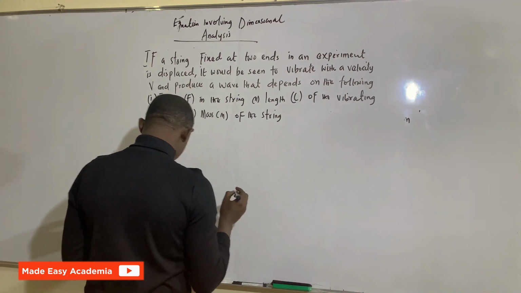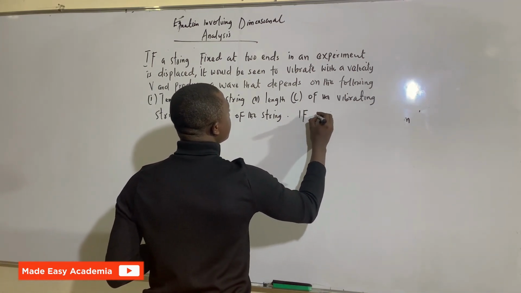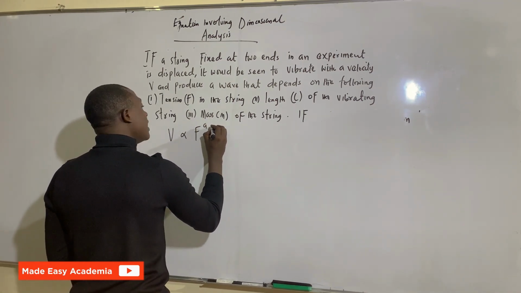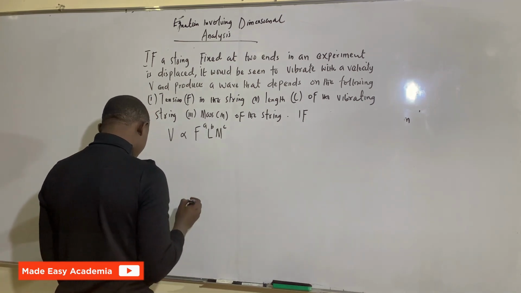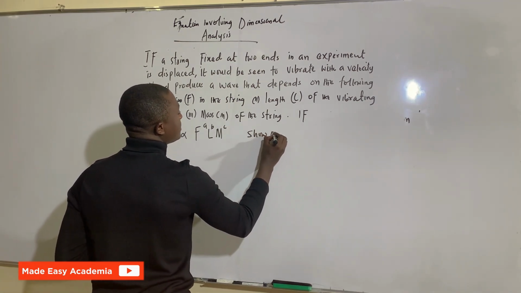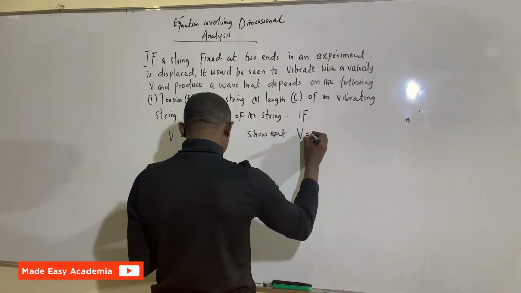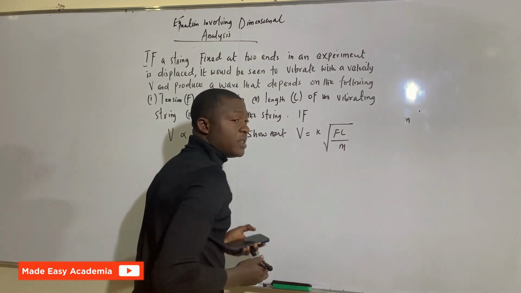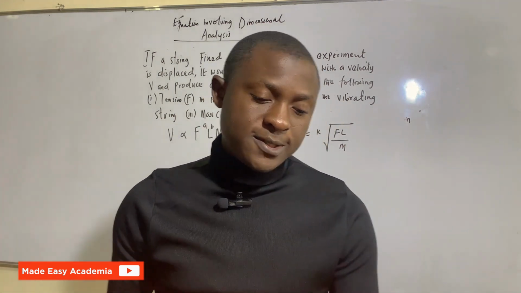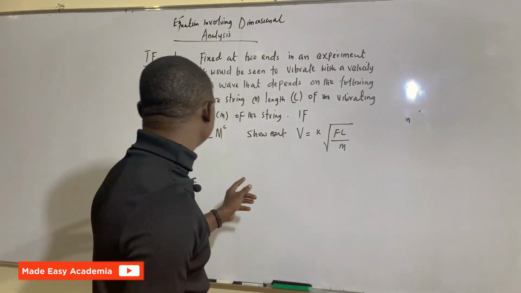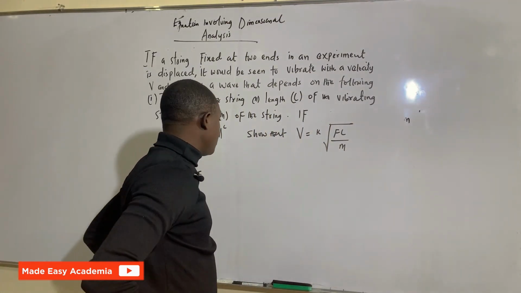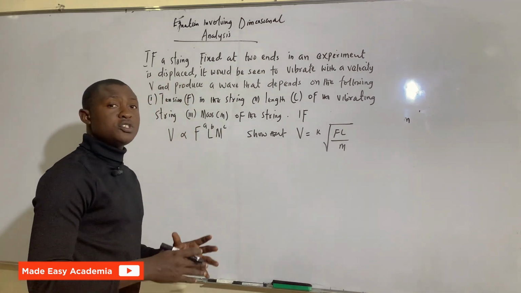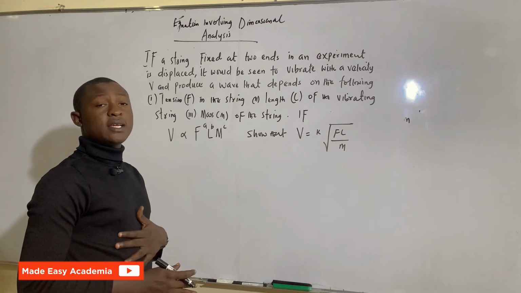So if V is proportional to F raised to the power of A, L raised to the power of B, and M raised to the power of C, show that V is equal to K root of FL over M. Even without being told, what we are asked to show here is that if this expression holds, show that V is equal to K square root of FL over M. So what you need to know is what the letters given there represent.